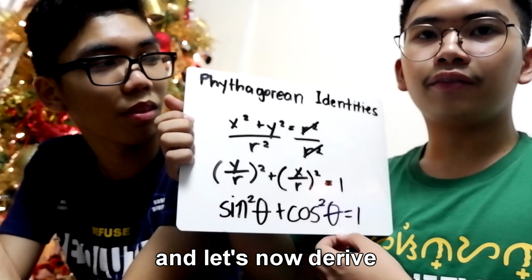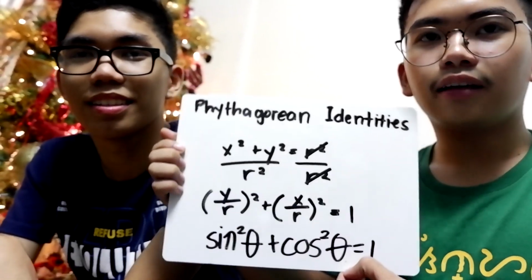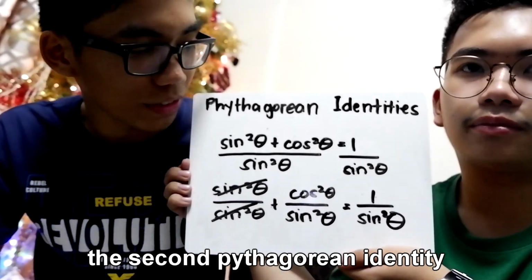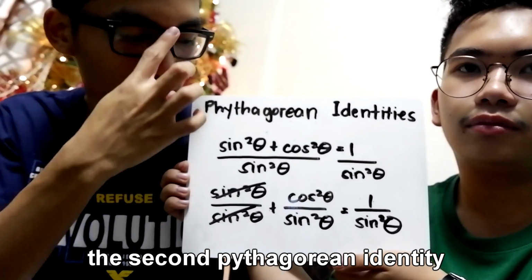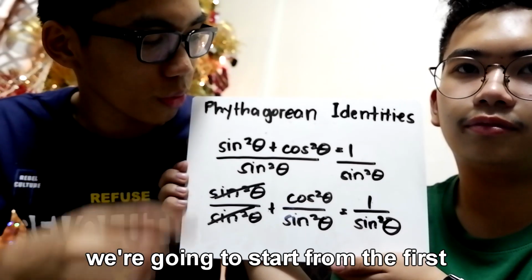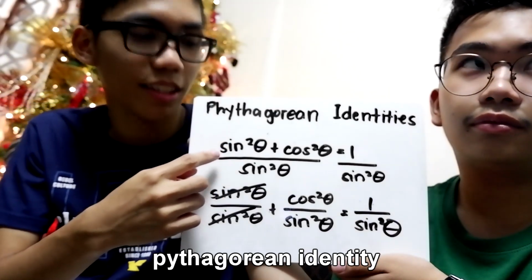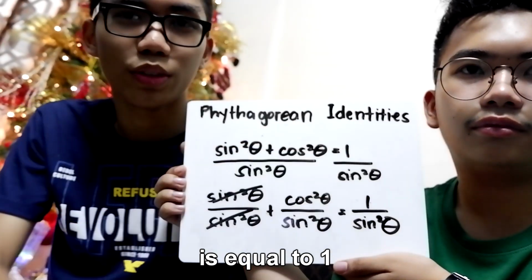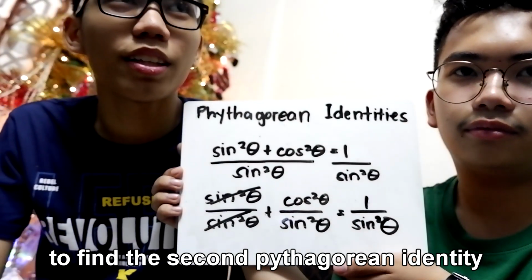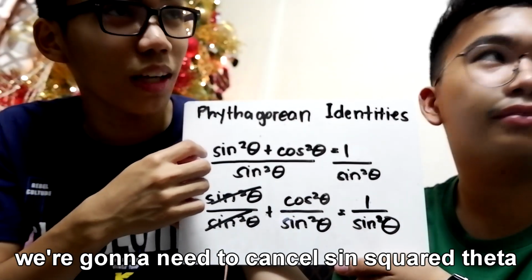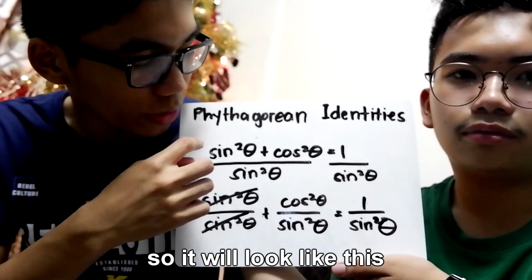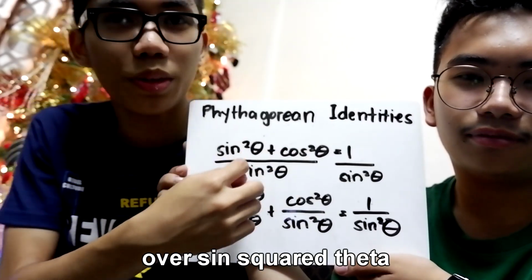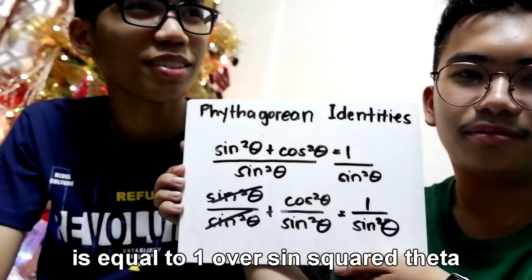And let's now derive the second Pythagorean identity. In order to do that, we're going to start from the first Pythagorean identity, which is sine squared theta plus cosine squared theta is equal to 1. To find the second Pythagorean identity, we're going to divide by sine squared theta. So it will look like this: sine squared theta plus cosine squared theta over sine squared theta is equal to 1 over sine squared theta.